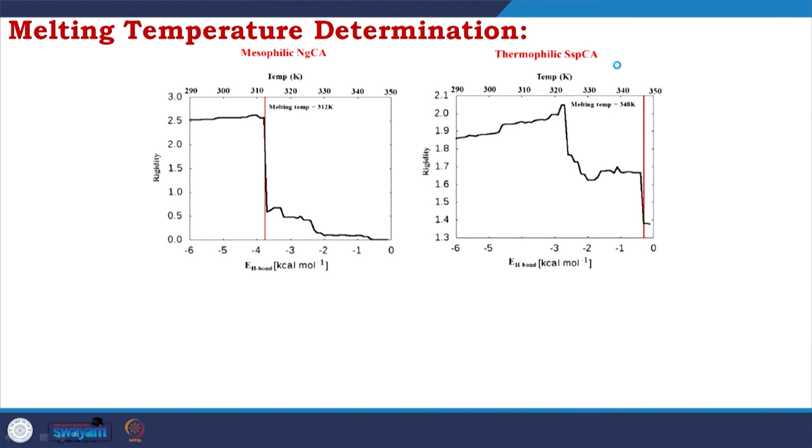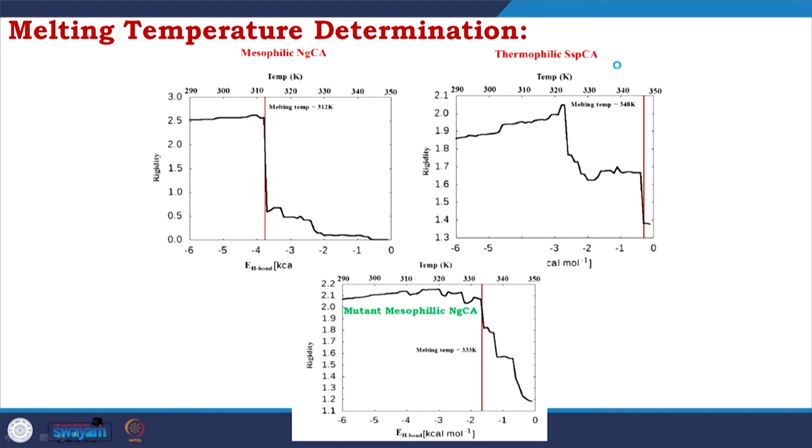Based on our analysis, we have also determined the melting temperature. The melting temperature shows that for the mesophilic protein, the melting temperature is 312 Kelvin, whereas this is shifted to 348. This is 348 Kelvin, 36 Kelvin higher in comparison to the mesophilic protein. Only the introduction of 3 mutations changed this melting temperature from 312 to 333, an increase of 21 Kelvin.